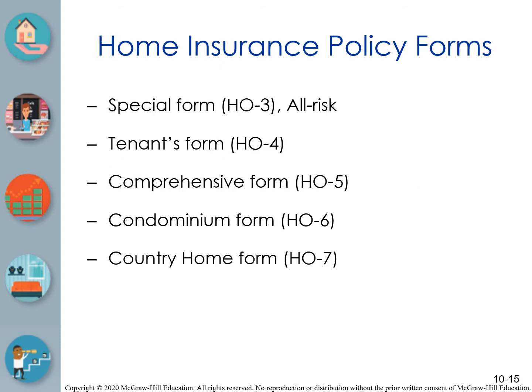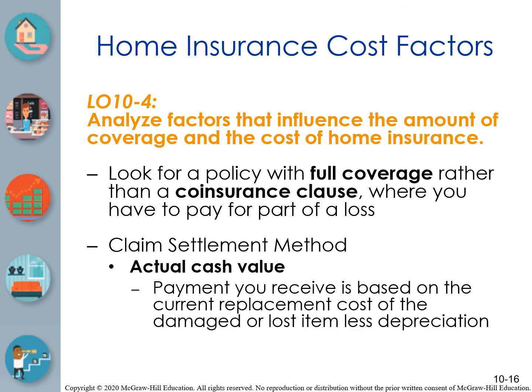At any rate, so homeowners insurance policies. All risk, HO3, tenants form, HO4, comprehensive form, homeowners 5, condominium form, HO6, country home form, HO7. So typically, these are just different policy forms that will be associated with the insurance that we see in the book, of course. So home insurance cost factors.